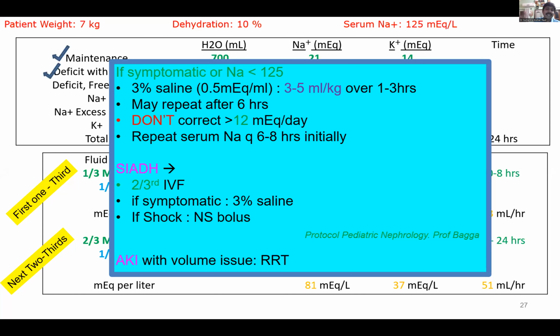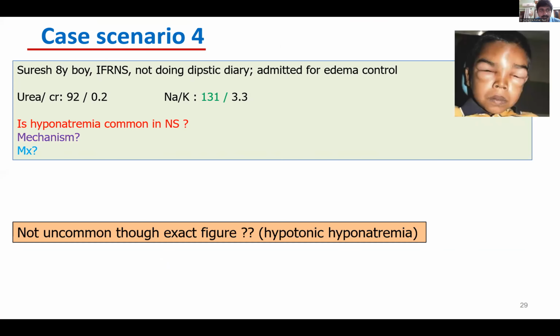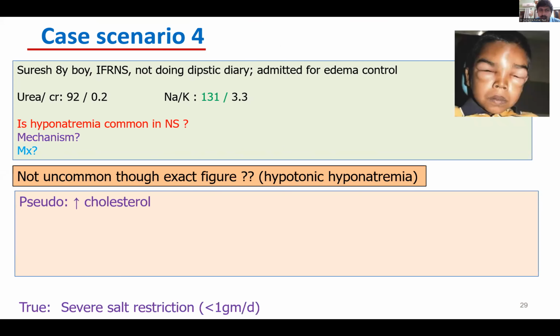But if you are facing a SIADH-like problem, and it is not an urgent scenario, you can always go through a water restriction of less than 2/3. For an AKI child, it is again more of a problem. In case of AKI, many times it is not possible to restrict water. So hyponatremia and hypernatremia which are not medically treatable can be well treated by RRT. So our treatment goes like this. Coming to the last scenario, nephrotic with hyponatremia, we are skipping for the time being.